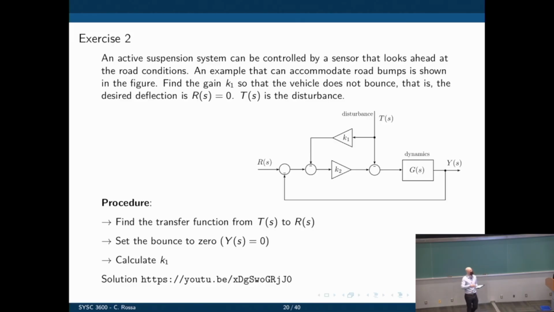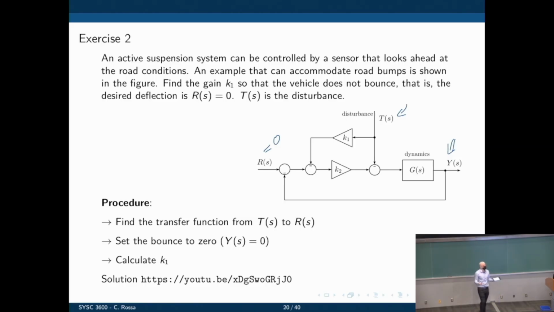So we don't want the car to bounce, meaning that our desired position of the car is always 0. We don't want anything to move. So R of S is 0. What is T of S? T of S is something external to the system. It's something that is applied to it, which could be the disturbance coming from the road, for example. So this is the road effect. And what we want is for the output of the system, the position of the chassis or whatever we are controlling, to not change. That stays at 0 regardless of what is coming in T of S. We can't set Y to 0.